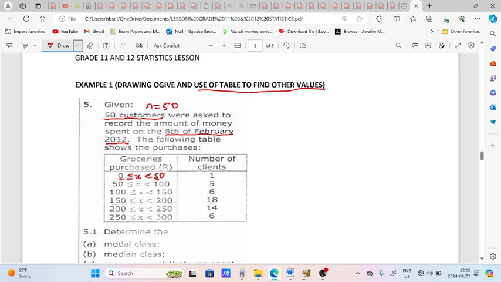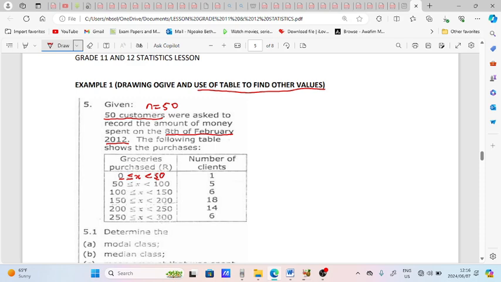Then again, there are those that purchased a grocery that is between 50 and 100 rand. So how many are they? 5. Do you understand what the table says? Because it's important to understand what the table is about. But of course, at the end, you want the proper calculations. Whether you understand the table or not, you want the good calculations. I get it. But I'm trying to do it so that we can enjoy understanding what is happening here.